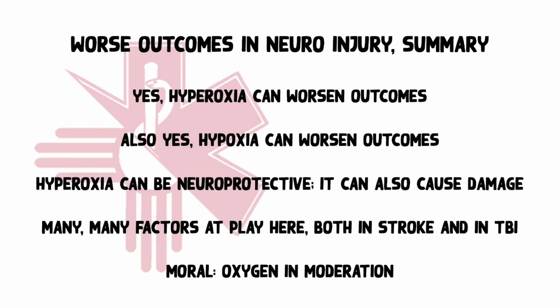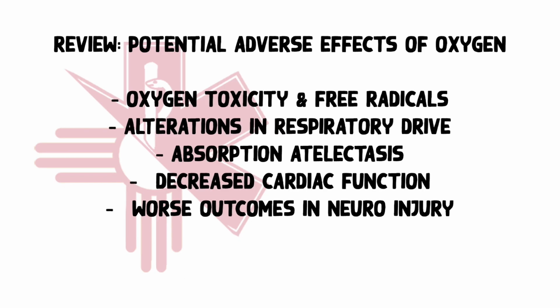Let's summarize here. Regarding worse outcomes in neurologic injury, yes, hyperoxia can worsen outcomes, but also yes, hypoxia can worsen outcomes. Hyperoxia, so too much oxygen, can be neuroprotective, but it can also cause damage. So the moral here is that there are many, many factors at play, both with stroke and in traumatic brain injury, but just like with all the other points, the moral here is to use oxygen in moderation. All right, quick recap. These are the 5 potential adverse effects of oxygen that we already discussed.